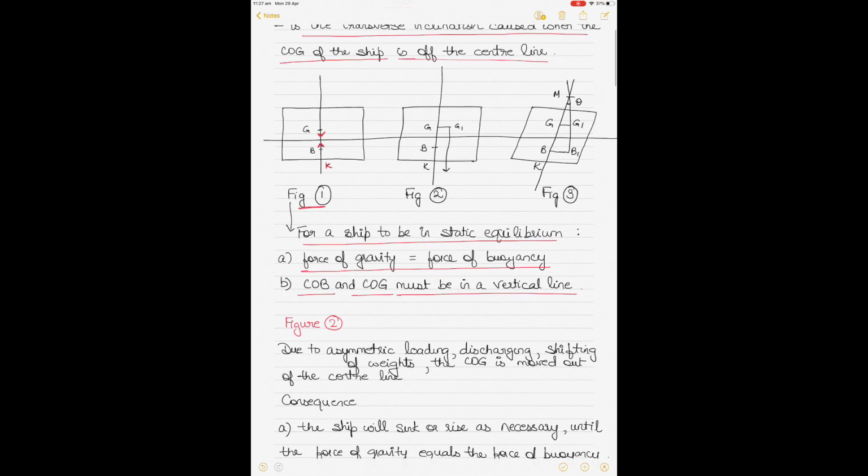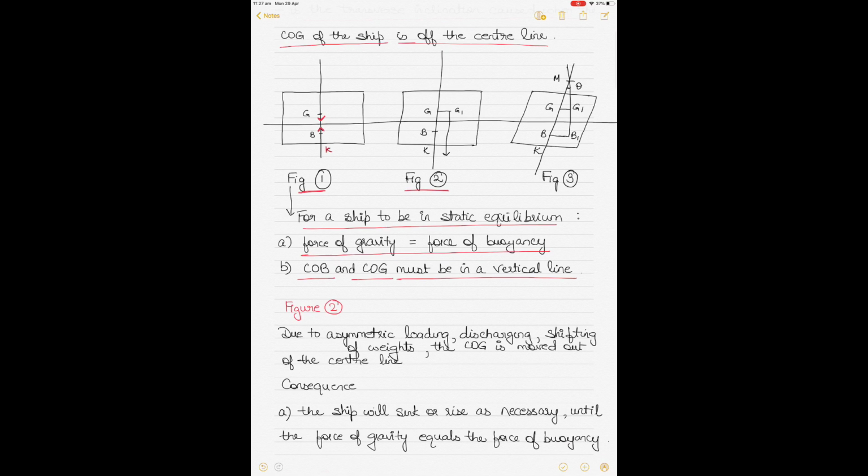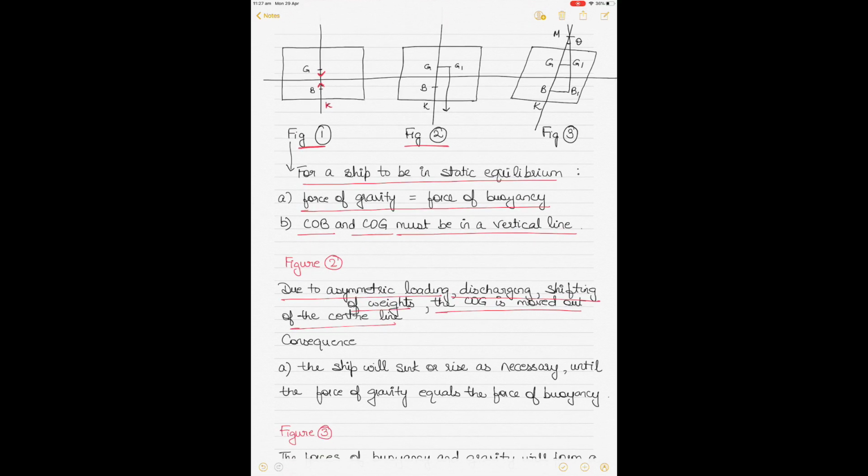In figure 2, due to asymmetric or unequal loading, discharging, or shifting of weights, the center of gravity is moved out of the center line, because of which the ship will sink or rise as necessary until the force of gravity equals the force of buoyancy.